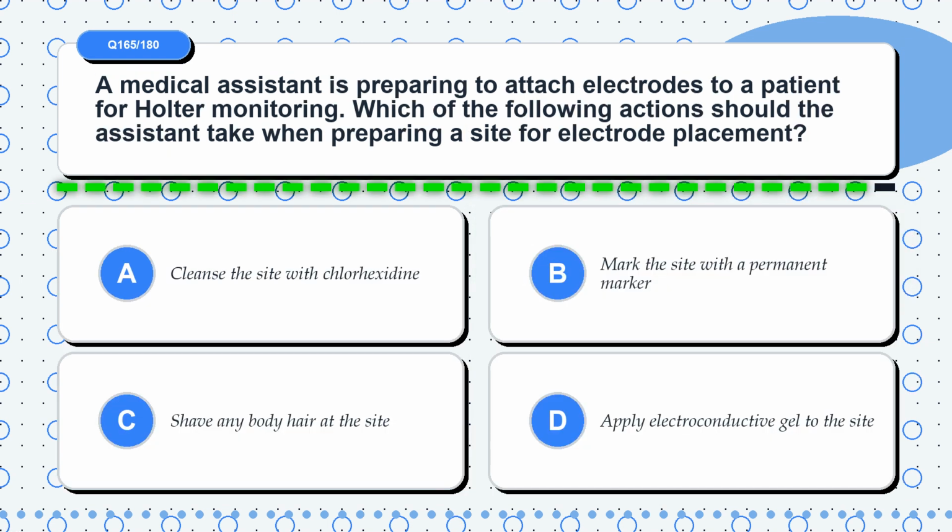Question 165. A medical assistant is preparing to attach electrodes to a patient for Holter monitoring. Which of the following actions should the assistant take when preparing a site for electrode placement? Here are the options. Option A, cleanse the site with chlorhexidine. Option B, mark the site with a permanent marker. Option C, shave any body hair at the site. Option D, apply electroconductive gel to the site.